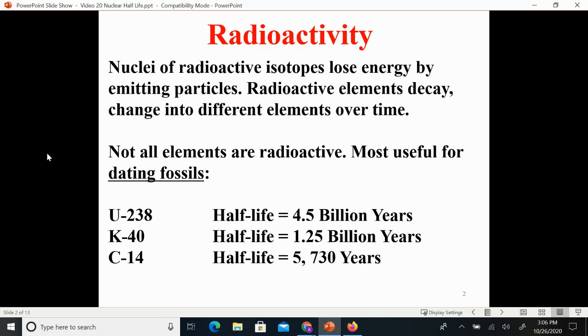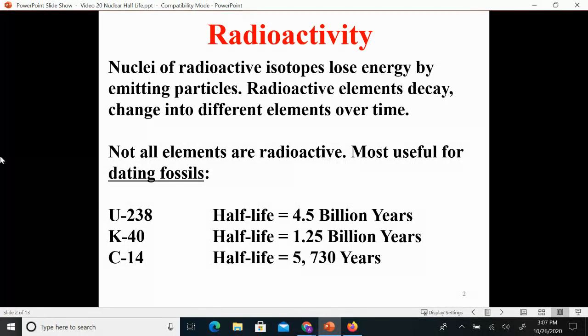So when we're talking about nuclear half-lives, we're talking about nuclear energy. And the whole idea here is that the elements are radioactive, or at least some of them. So not all elements are, but certain ones are radioactive. They emit radiation. They emit different particles from their nuclei. So as these elements are decaying over time, they're going to change from one element to another.